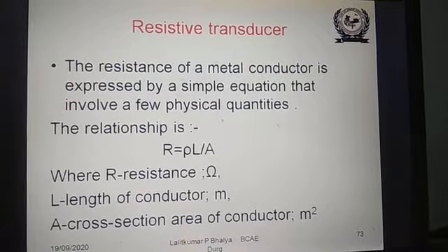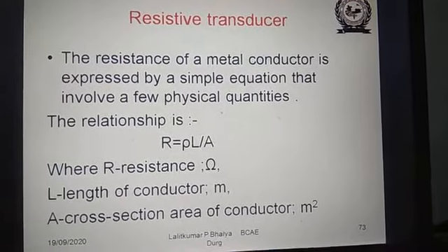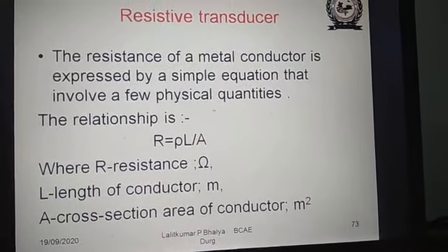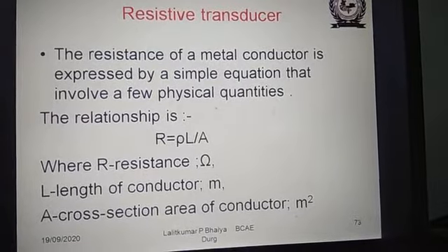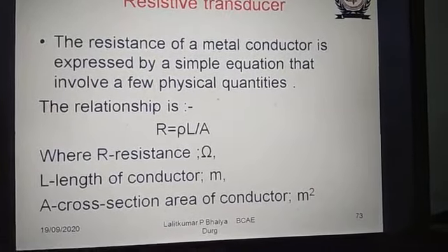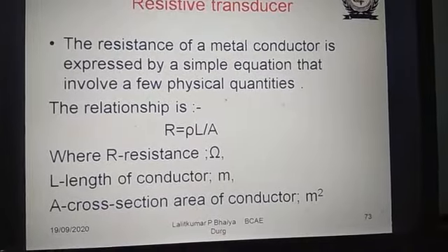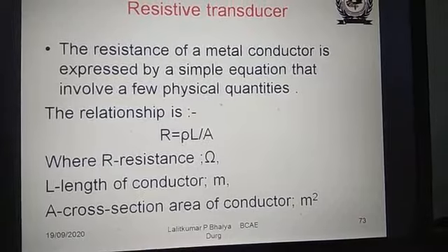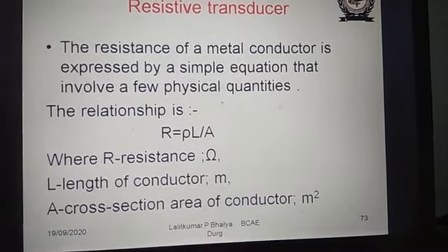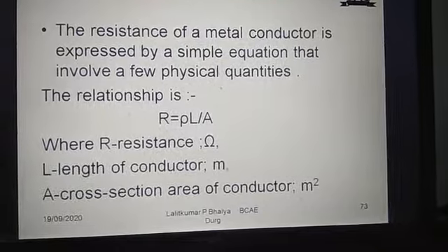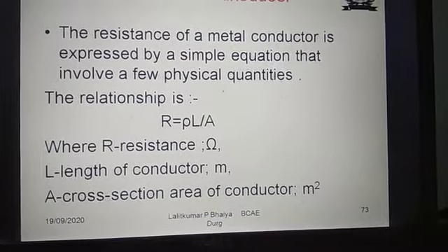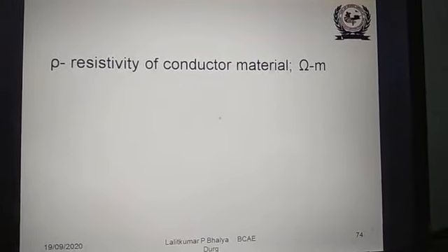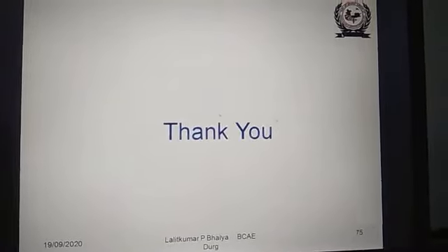Then this is a resistive transducer. The resistance of a metal conductor is expressed by a simple equation that involves a few physical quantities: R = rho L / A, where R is the resistance in ohms, L is the length of the conductor in meters, A is the cross-sectional area of the conductor in square meters, and rho is the resistivity of the conductor material in ohm meters.